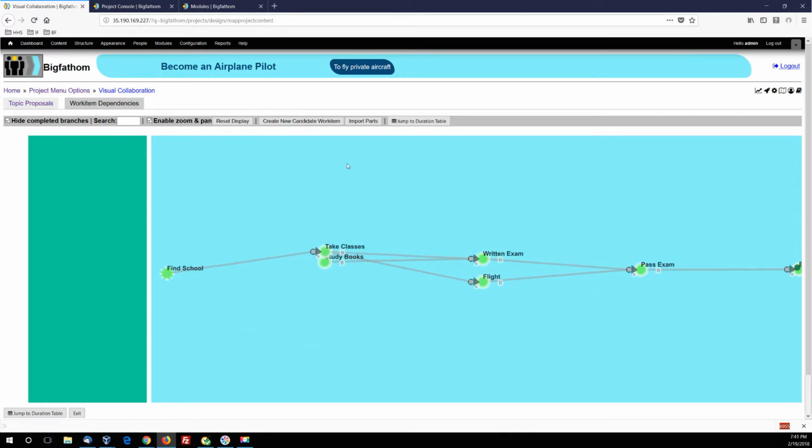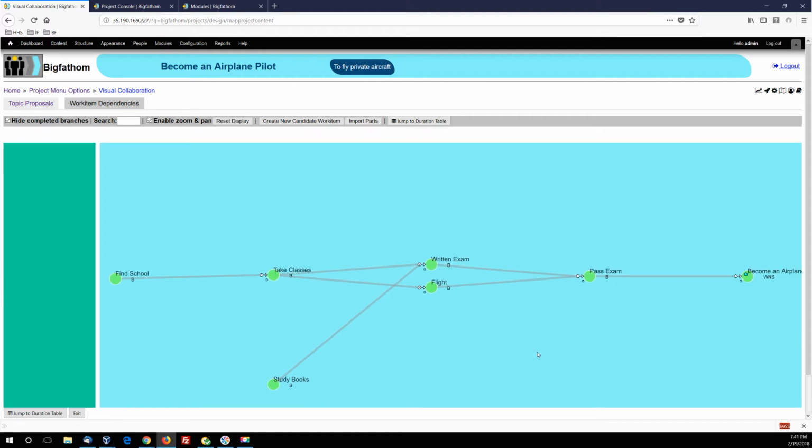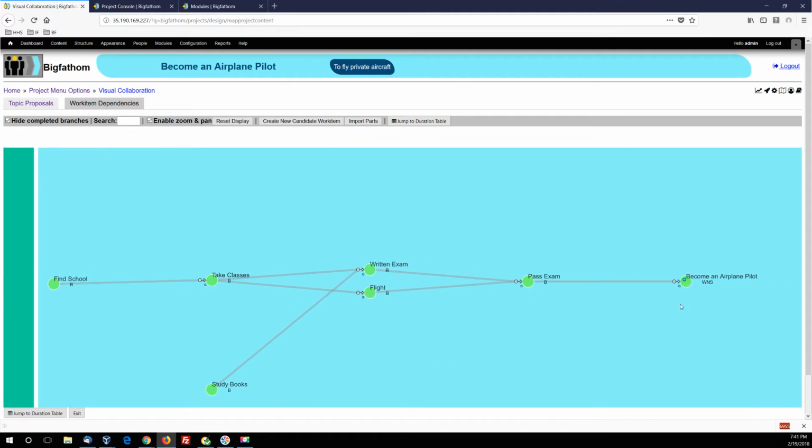So now, what do we see here? We see in our diagram that to become an airplane pilot, we need to pass an exam. To pass the exam, we're saying that we need to pass a written exam, we need to pass a flight exam. We're also saying that we will do better on the written exam if we study books. We're also saying that we're going to take classes because that will influence success in the exams. And we're also saying that we need to find a school.